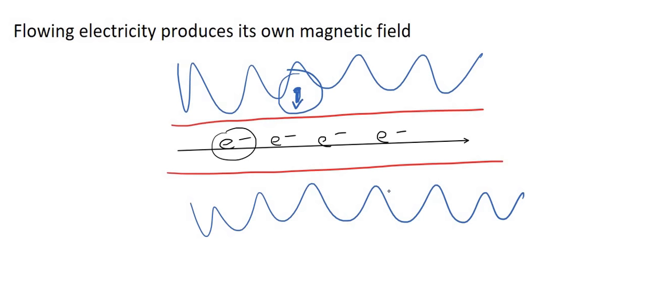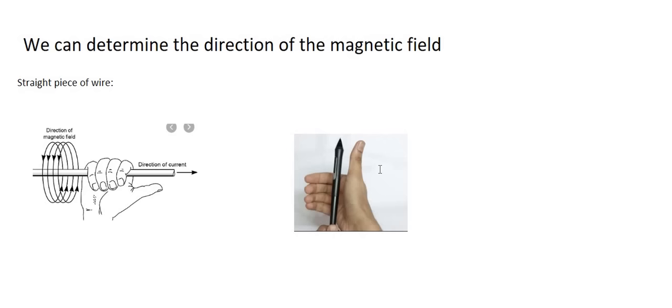Now, what we're going to look at next is how we can work out the direction in which the magnetic field will go. And so I want you to remember the right hand rule. The way that it works is if you want to know the direction of the magnetic field, you need to know the direction of the electricity first. So let's look at this example over here first. And I want you to try this at home, actually. Take up your pen and place it in your right hand like this.